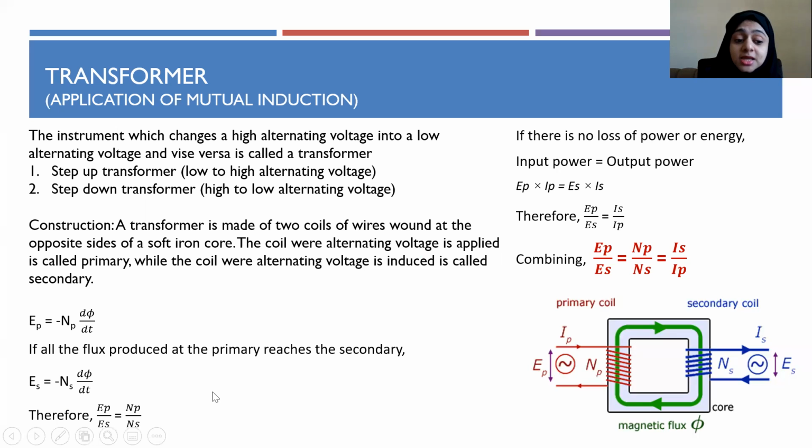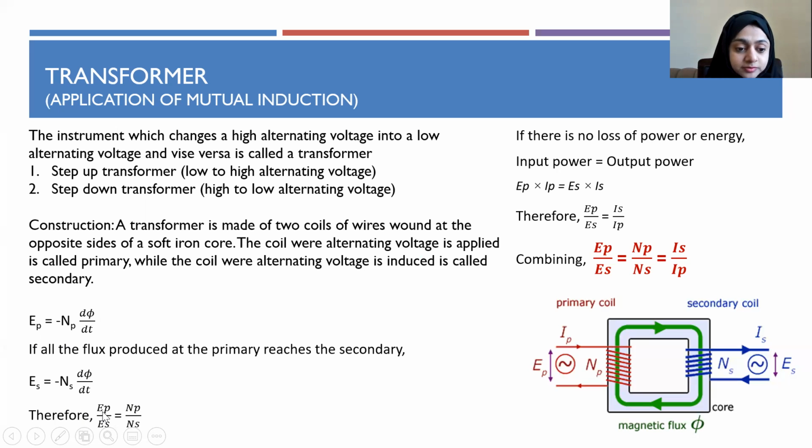So we can write the same equation at secondary. ES is equal to minus NS dφ/dt. We assume here that all the flux produced in primary reaches the secondary. So we got these two equations. Now let us divide these two equations. So EP by ES will be equal to, the negative signs get cancelled, dφ/dt gets cancelled, so what remains is NP by NS. Therefore, we get the equation EP by ES is equal to NP by NS by dividing these two equations.